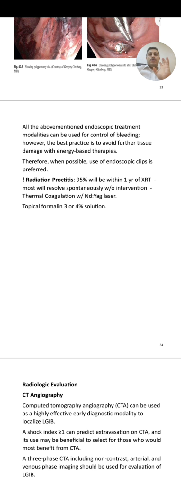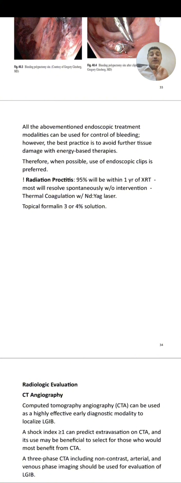Just as a general rule, if the choice is between using clips or an energy-based method for stopping the bleeding, it is better to use clips, as clips can do less damage to the tissue.